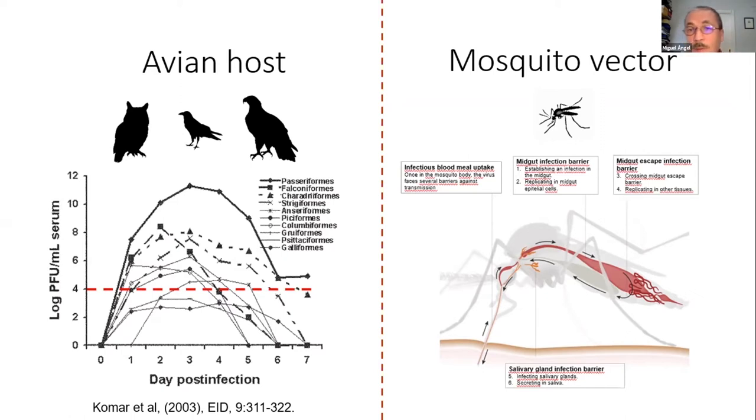On the other side, mosquito vectors also show some barriers, some requirements to be good vectors. The virus must be acquired through a mosquito bite in enough amounts to infect the midgut and cross the midgut infection barrier to disseminate through the body of the mosquito and then reach the salivary gland, where it has to infect the cells of the salivary glands in enough amounts to reach enough levels to be transmitted by the next bite of the mosquito. In this way, the mosquito transmits the virus to another avian host.